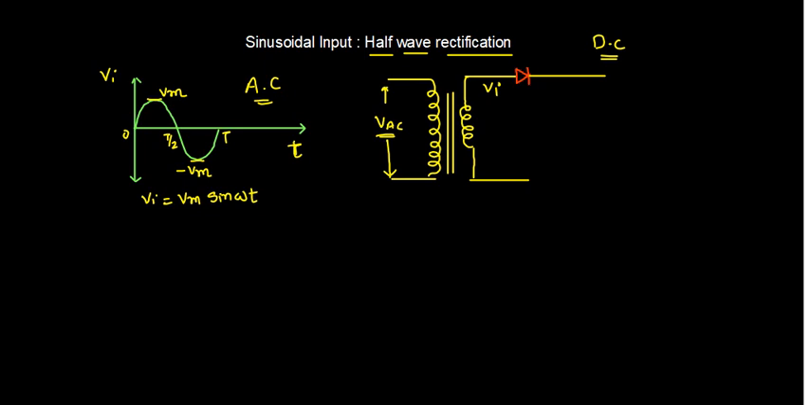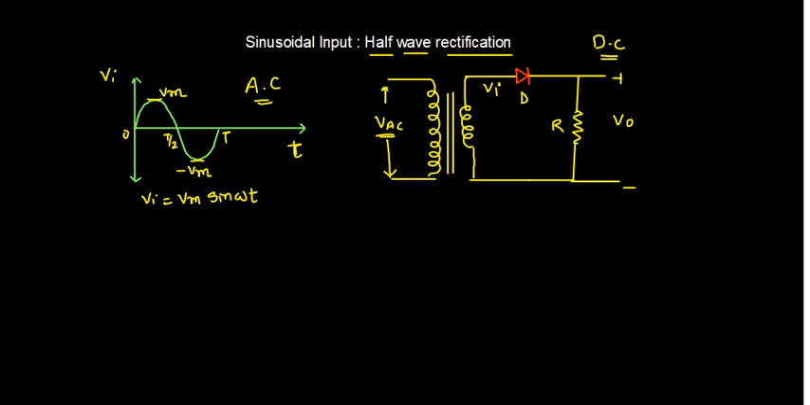Now where will we get that DC signal? That is across the load resistance. So I'm drawing over here the load resistance. That terminal is this one. Over here resistance R, and this diode is considered as capital D. This is a plus terminal, this is a minus terminal, where we will get our output signal.